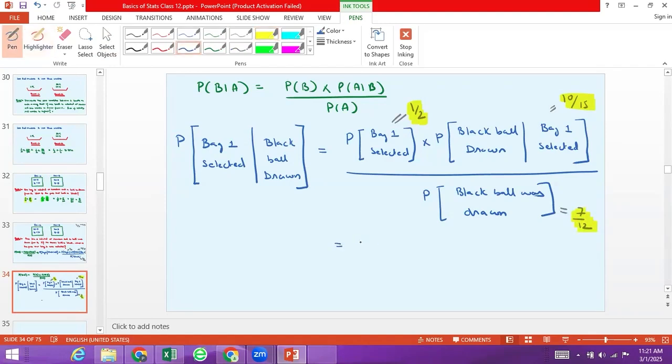Okay. So 1 by 2 multiplied by 2 by 3, divided by 7 by 12, which is the same as 2 by 6 multiplied by 12 by 7, which is equal to... I still feel I've done something wrong. This is 7 by 12, this is 1 by 2, right? We are doing it right. Then 4 by 7. This is 4 by 7.